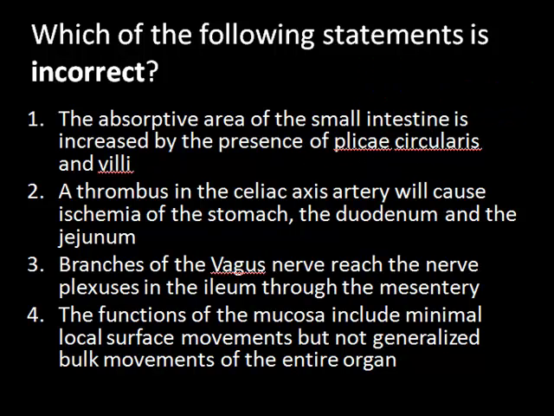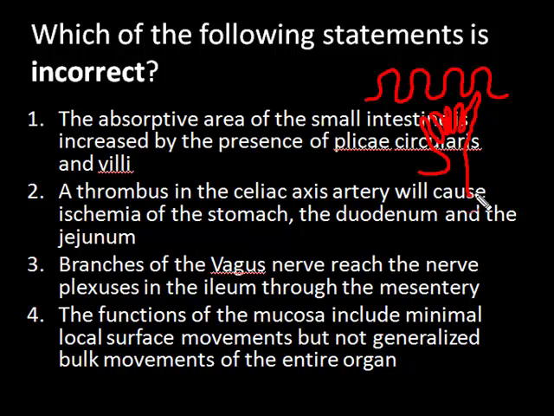And again, if we look at this microscopically, let's say we had the epithelium which was just thrown into these simple folds this way, and then the epithelium in each of those folds in turn was thrown into these finger-like processes. And you can see this, going up into these finger-like processes. Can you see how much more the surface area has increased? So villi are microscopic and plicae circularis are macroscopic, and they both do increase the surface area. So that is a true statement.